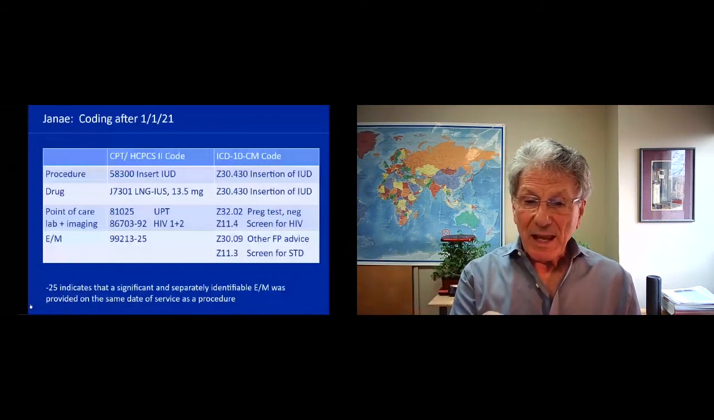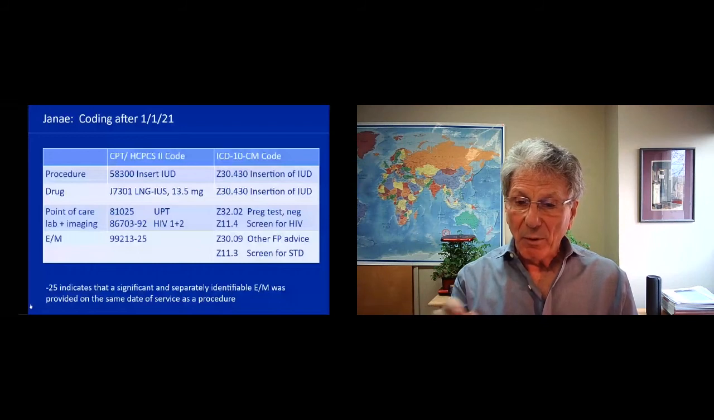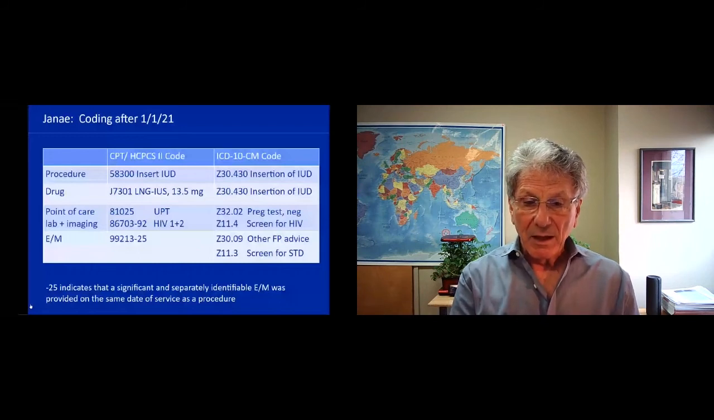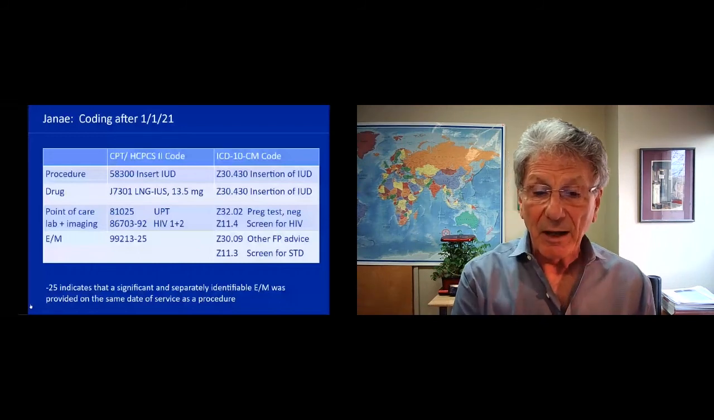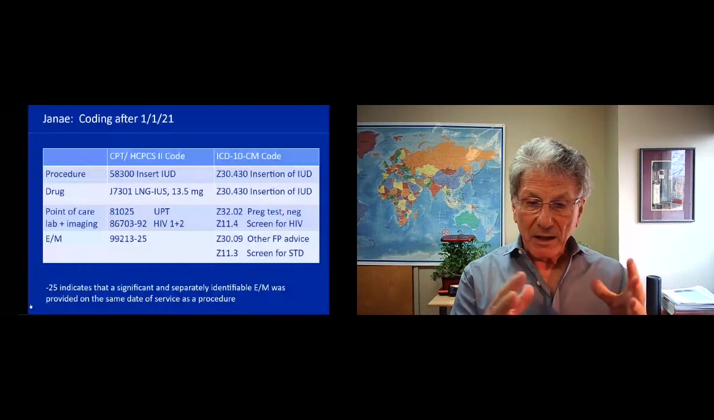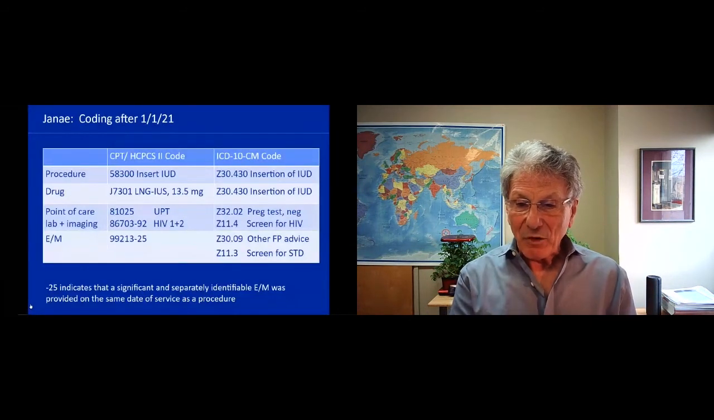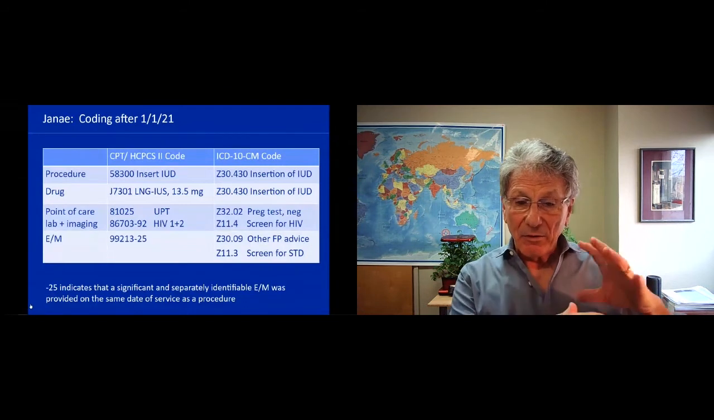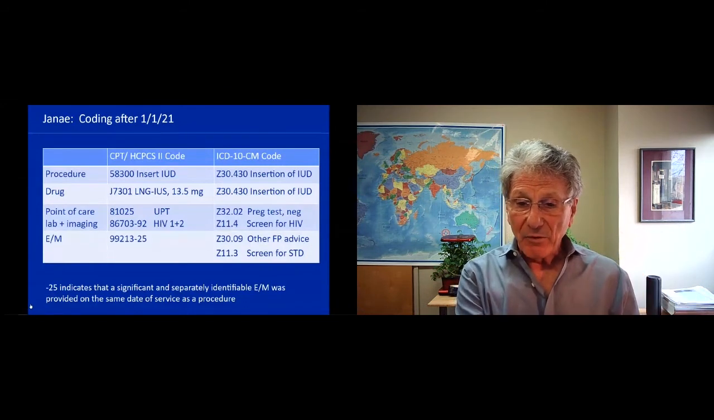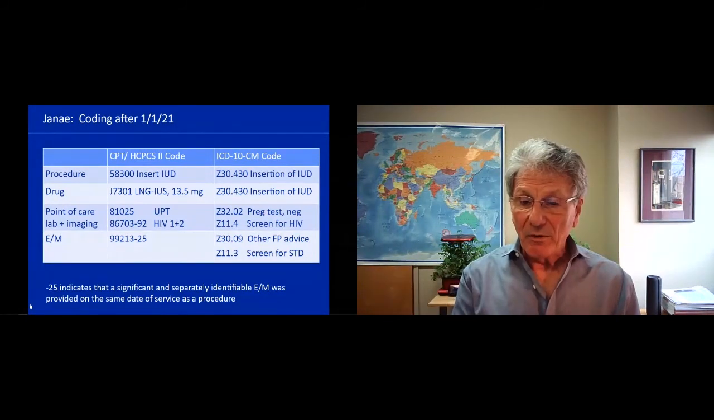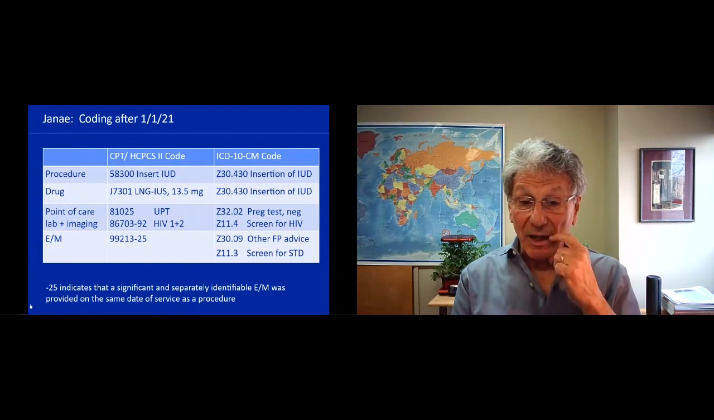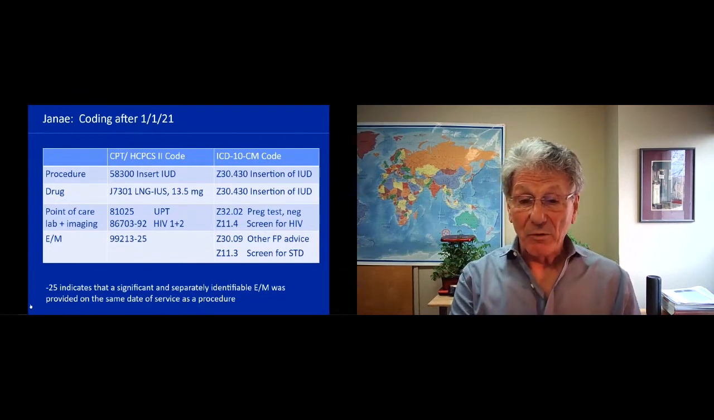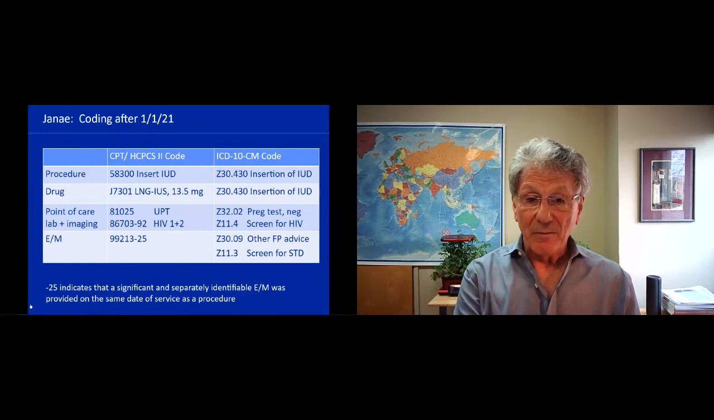The reason we did the HIV test was Z11.4, which is to screen for HIV. And then finally, the E&M code is a 99213. I told you how to compute that. It has to have a 25 modifier because that goes into all that preliminary counseling. And the reason then is Z30.09, which is family planning advice, and Z11.3, which is screening for an STD. You have to put that because we screened her for gonorrhea, chlamydia, and HIV. So that's how Janie's visit's going to be coded.